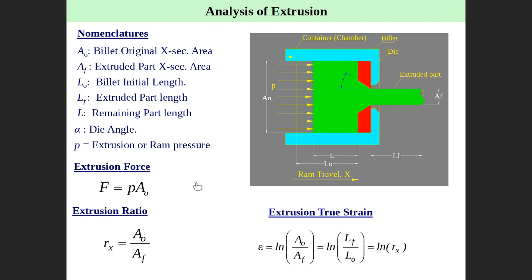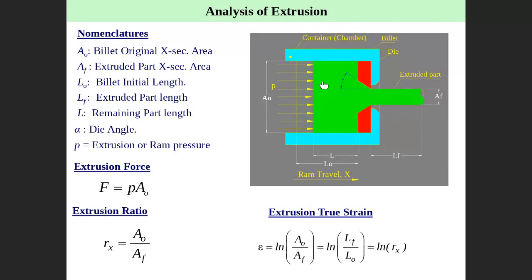Pressure here, and here extrusion force. This is the pressure. Extrusion force equal to what? Equal to pressure multiplied by area, which is AO. Pressure multiplied by AO is the extrusion force. We have the extrusion ratio. We call it Rx equal to AO divided by AF. AO divided by AF is the extrusion ratio.